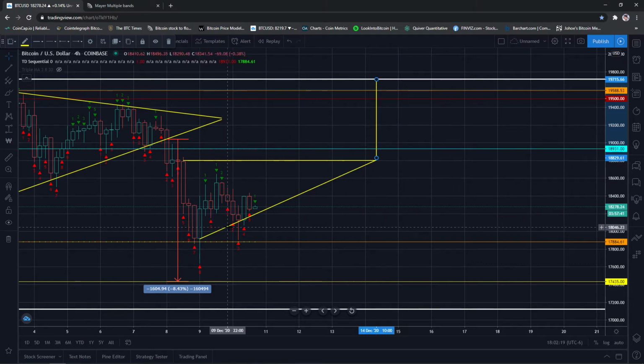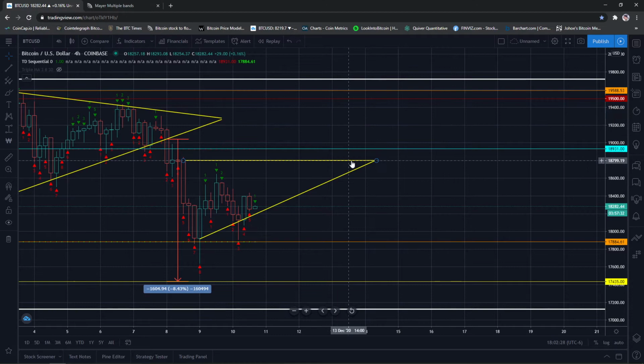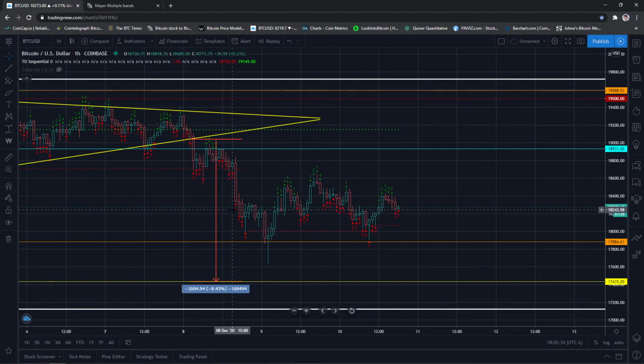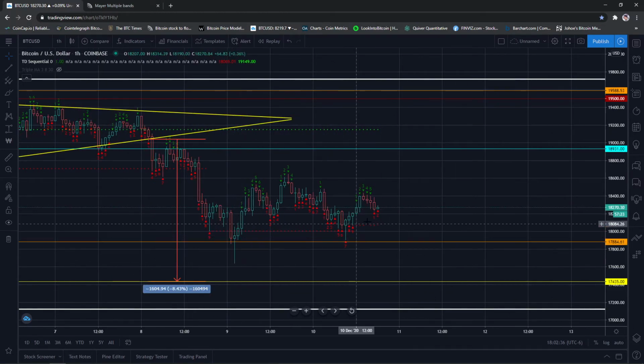It's not something that's formed. We don't have 3 touch points. That's what you want, and you really only have one up here that starts maybe a formation of an ascending triangle. And even on the hourly, it's not really well developed or well formed.